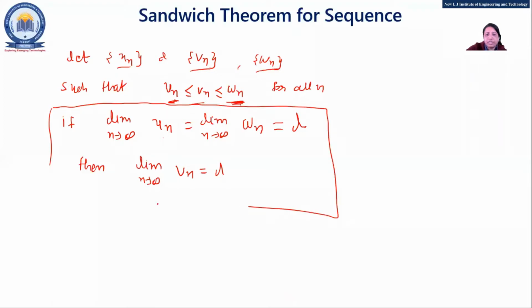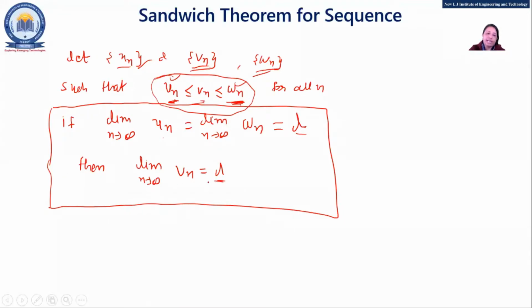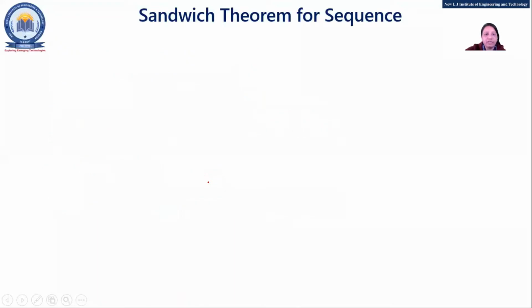Sandwich theorem, that means what? If you are having three sequences and these three sequences follow this condition, then we can say that whatever the limit of these two, Un and Wn, is L, for example, we can say that the limit of Vn is also L. Fine. So this is the sandwich theorem.